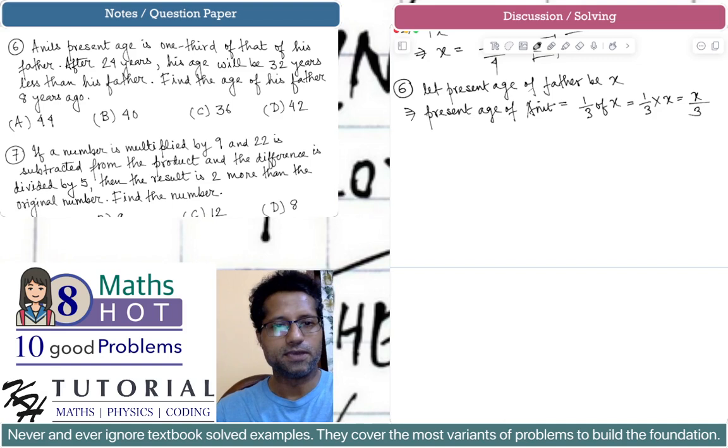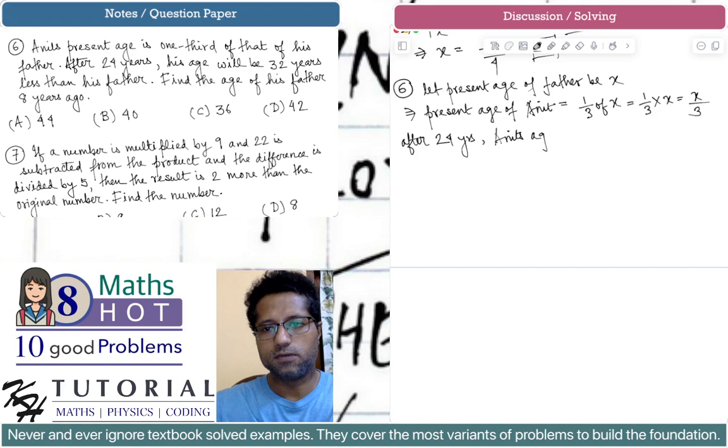Now let's see, it says after 24 years his age, that is Anith's age, will be 32 years less than his father. Okay, so after 24 years Anith's age will be equal to, the present age of Anith is x by 3. So after 24 years Anith's age will be x by 3 plus 24.